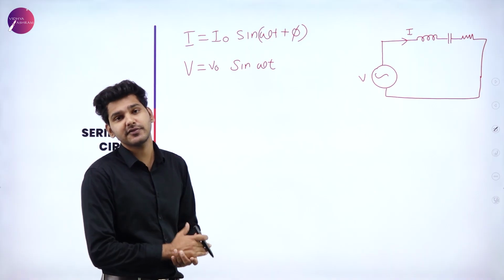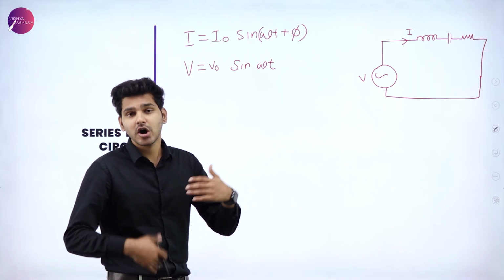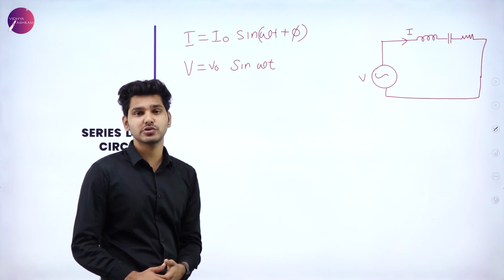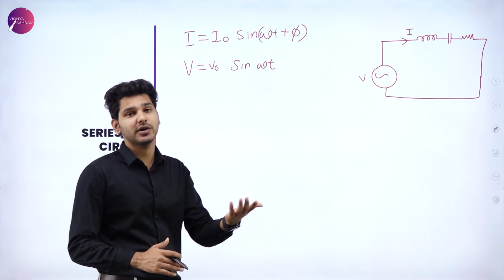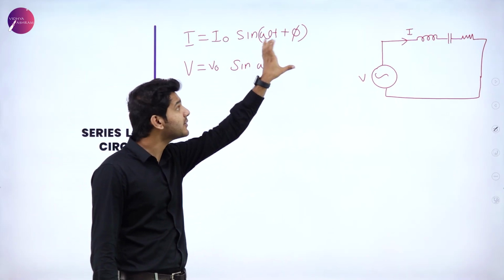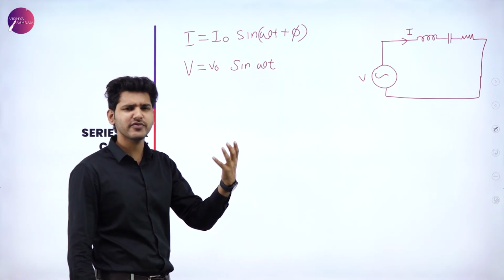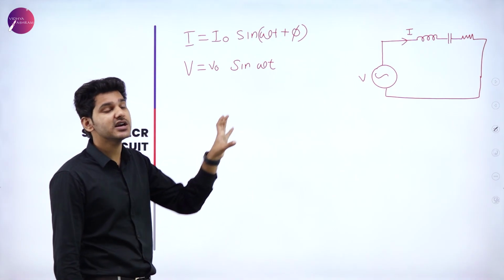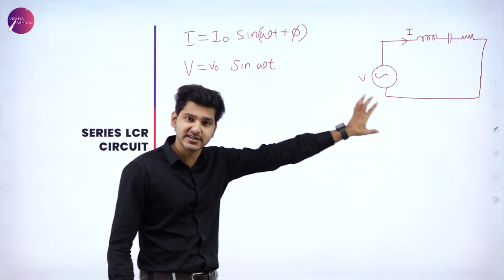If there is a phase difference, just like in the inductor or the capacitor circuit, we can say current is leading by pi by 2 or current is lagging by pi by 2. Like that we can say. So just as a precaution, we are keeping this phi there. For now, we don't know if current is leading or lagging behind this particular voltage in this circuit.